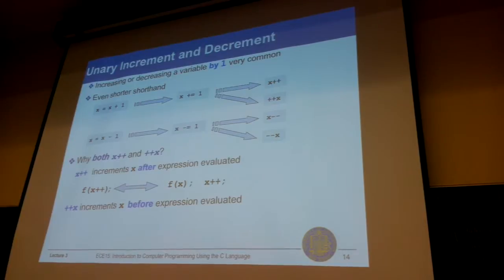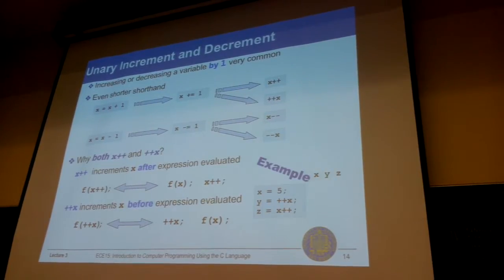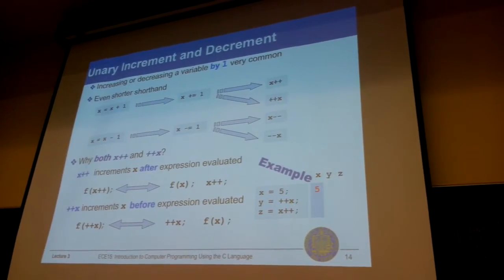Plus plus x increments x before the expression is evaluated, and so things look a little differently. If you call the function with plus plus x, we first increment x, and then we call f with that freshly incremented value. As an example, let's say we set x equals 5, and let's take a look at what the values of x, y, and z will be. Obviously when we set x equal to 5, it's equal to 5. We don't know what y is because I haven't shown you the earlier piece of code, and we similarly don't know what z is yet.